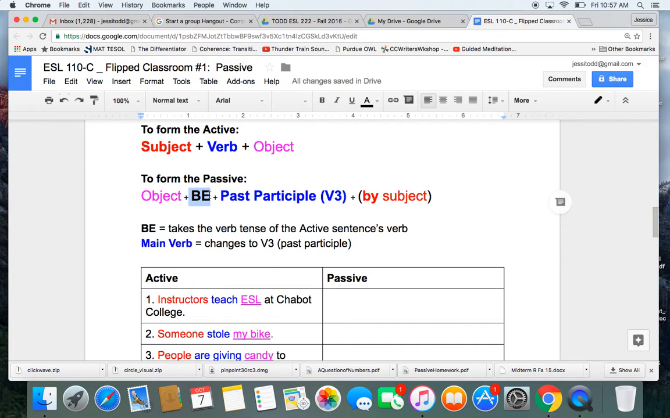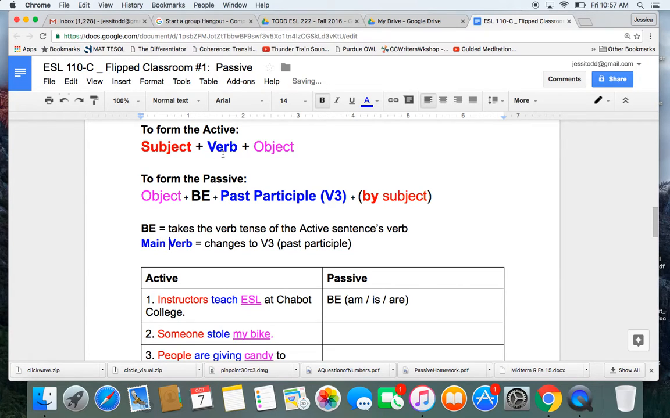Okay? For example, down here we have number 1. Instructors teach ESL at Chabot College, right? So here our verb in our active sentence is teach, right? And which verb tense is that? Simple present, right? So we're going to change our be verb to be simple present, which is either am, is, or are. Okay?